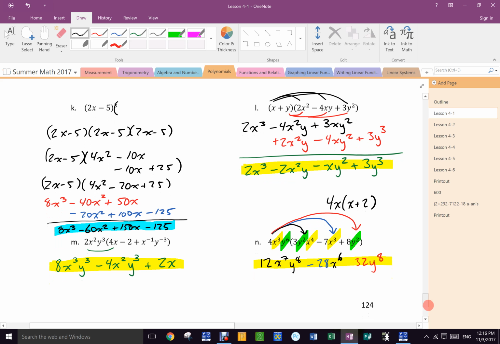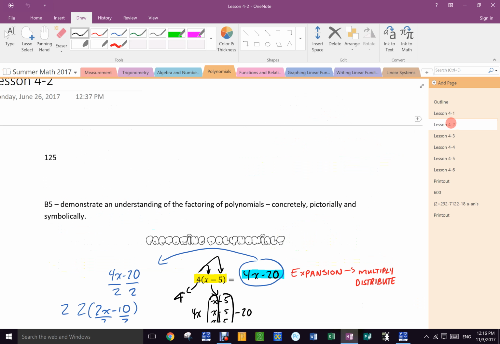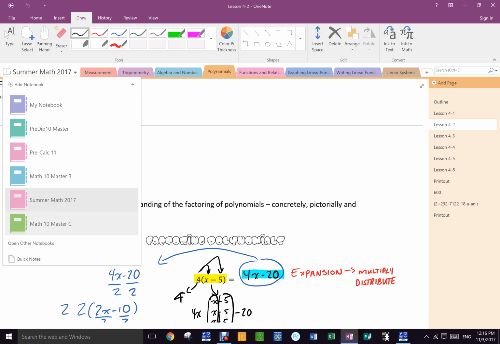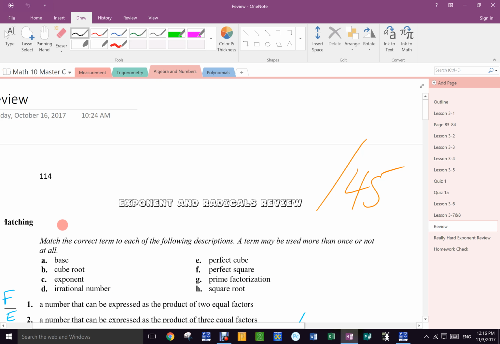Yeah, exactly. All right, so we are good with polynomial multiplication? Lovely. Turn the page over, please, onto page 120.